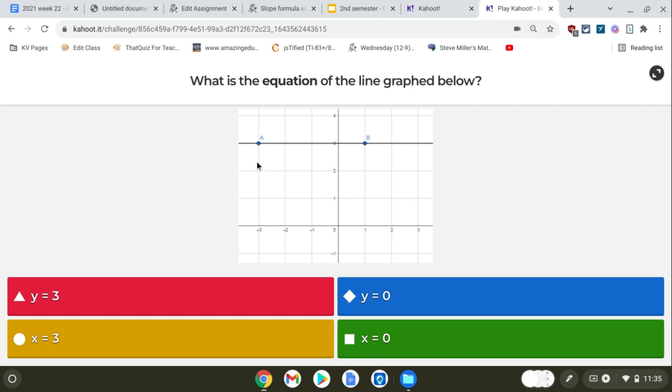All right, this one's going to be a y equals, and it looks like it's going to be a 3. Yep. Every point on this line has a y value of 3.